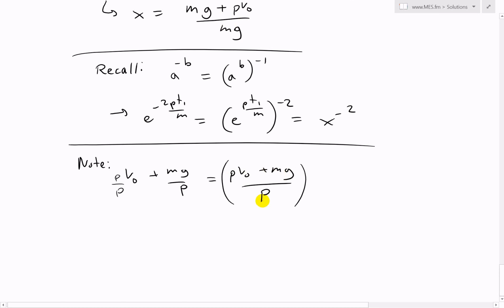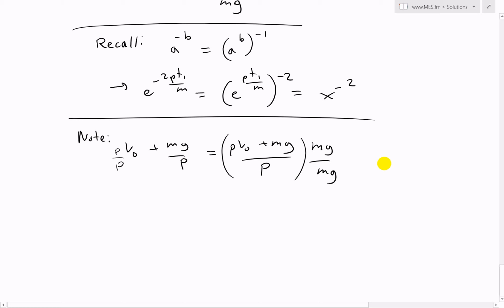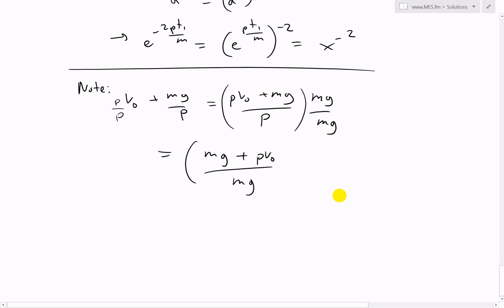So what I'll do is multiply by mg top and bottom. And then we'll just flip this p out and move these around and make it look like the x a bit neater. So we'll have mg plus pv0, all we're doing is switching those, no difference. And then put the mg inside. And then take the p out, it's the same thing, we're not changing anything. So mg over p.